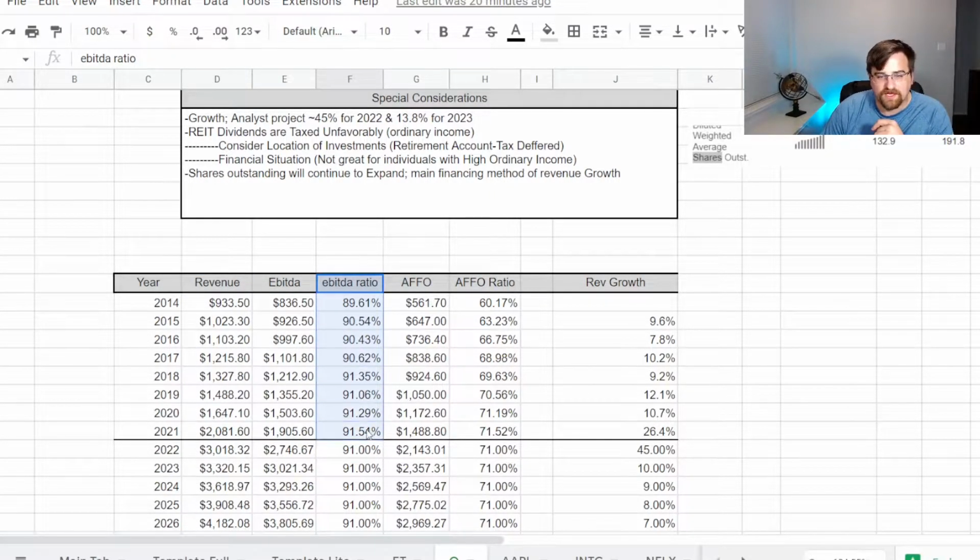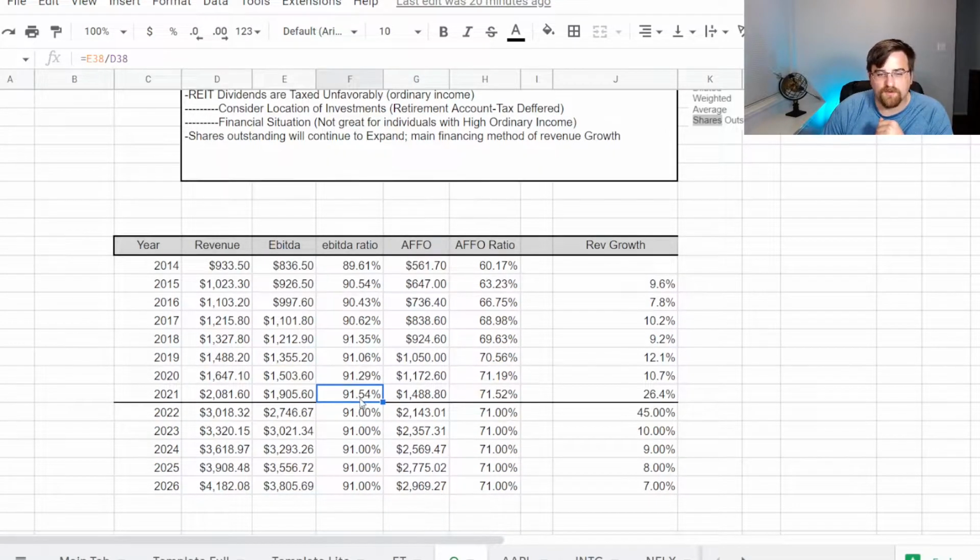And you can see that has been rising consistently all the way up to 91.54%. So I think consistently we can say that this will stay on the higher end of this range. They've been able to execute for the last 4 years over 91%. So I've basically projected that out in the next 5 years and can keep them at 71%.